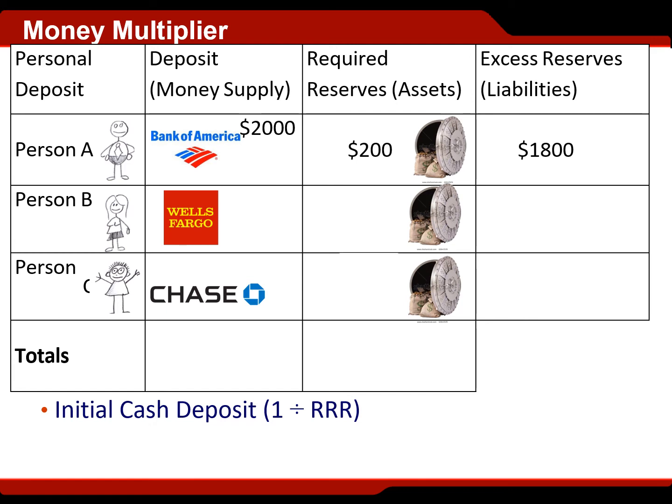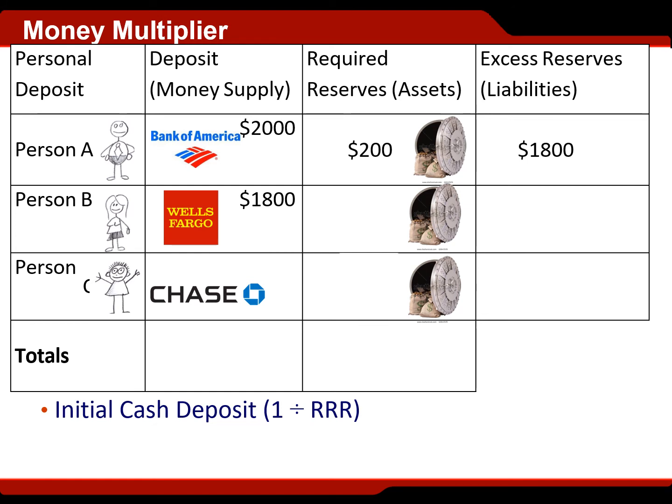Well, what Bank of America is going to do is they're going to take that $1,800 of excess reserves, they're going to lend it to person B. But person B does not have a checking account at Bank of America. Her checking account is at Wells Fargo. So when she gets that $1,800 cash, she's going to go across the street to her bank at Wells Fargo, and she's going to deposit the $1,800 in her checking account at Wells Fargo.